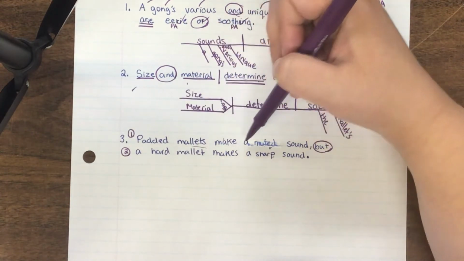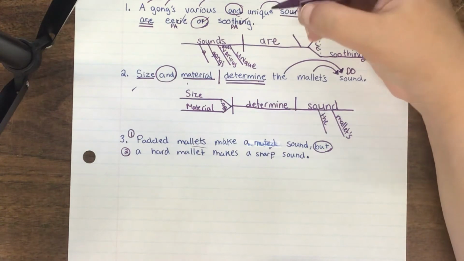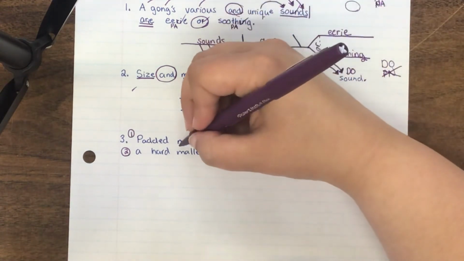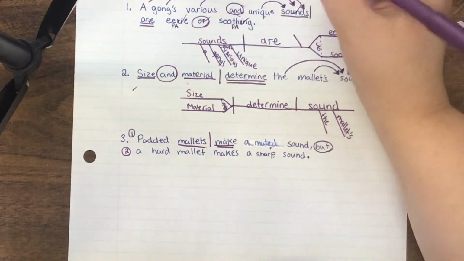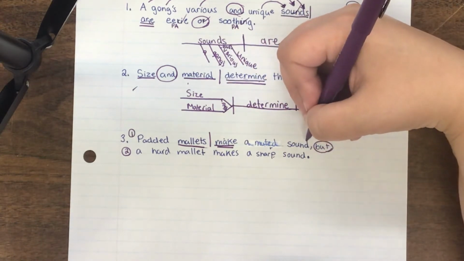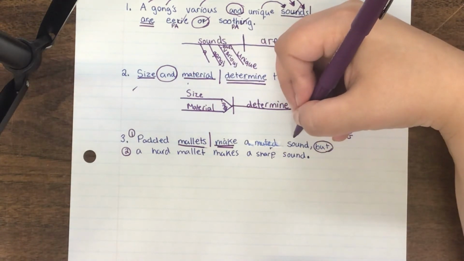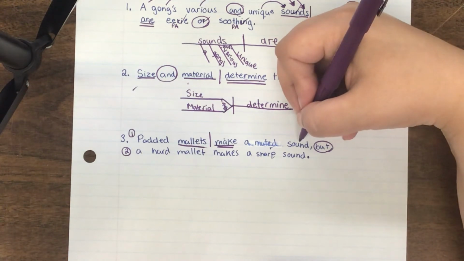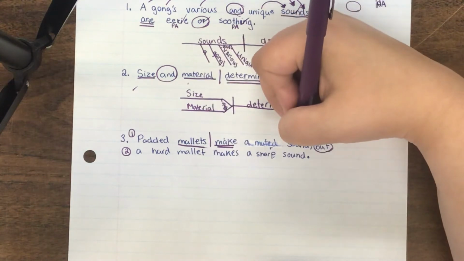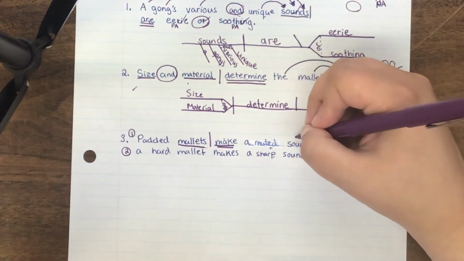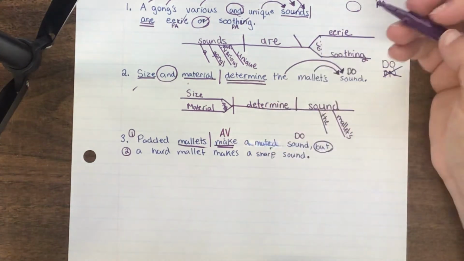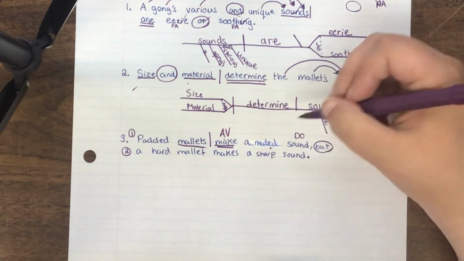Padded mallets make a muted sound. First of all, find my verb, make. Good. What makes or who makes? Mallets make. There's my subject and my verb. I have a noun after my verb. This is going to be either a direct object or a predicate nominative. Is sound relating back to mallets? Is mallets a sound? No, not at all. So that one is going to have to be my direct object. That makes sense because this is an action verb, not a linking verb. So there we go. I found all my big things.